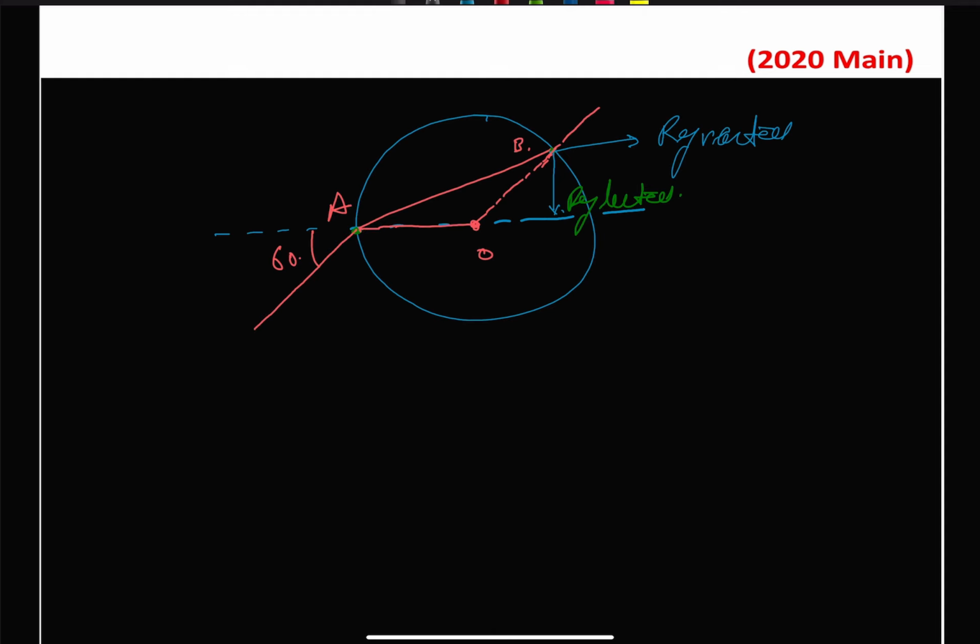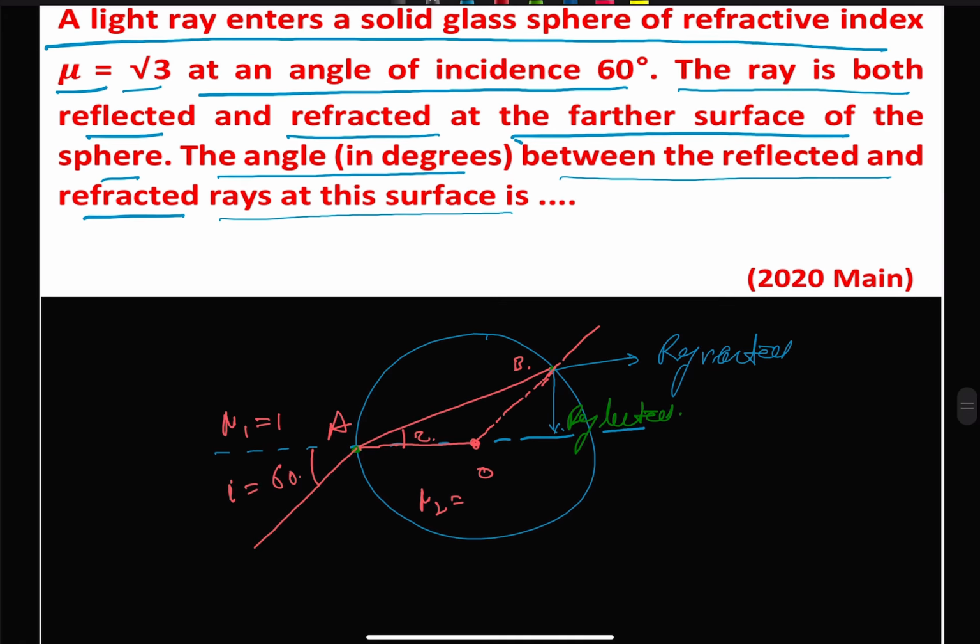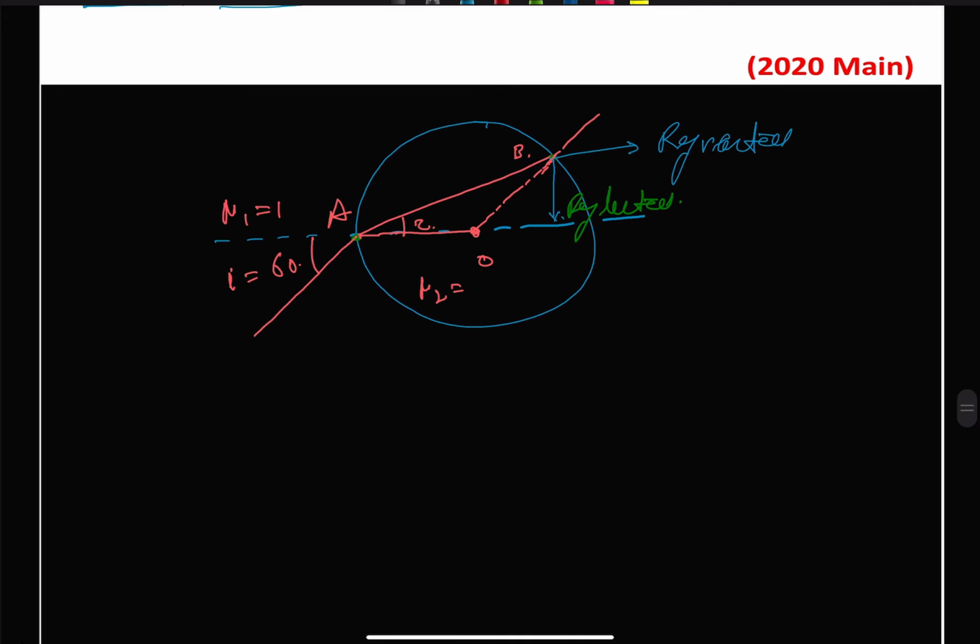Therefore, we can use Snell's law at A, and let us suppose this angle we call R. We can find it out, and this is our incident angle, and this is our air. So here mu1 is equal to 1, and this is mu2, that is our glass refractive index, given as square root of 3. So we can apply Snell's law at A.